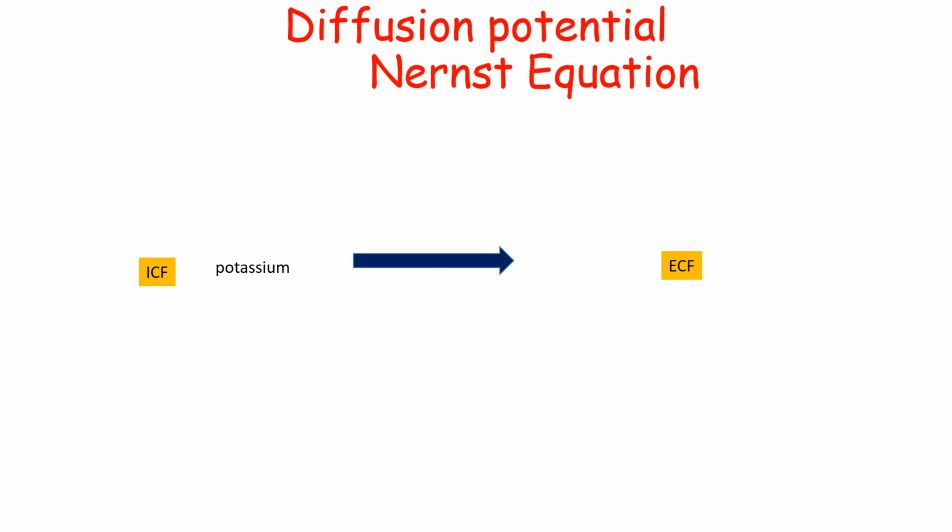Then we had the Donnan equilibrium, and because of this Donnan effect, more of the potassium was concentrated inside the cell as compared to the outside. Starting from that point, we can discuss in this slide that if more of the potassium is present in the intracellular fluid, it will move along the concentration gradient from the intracellular fluid to the extracellular fluid.